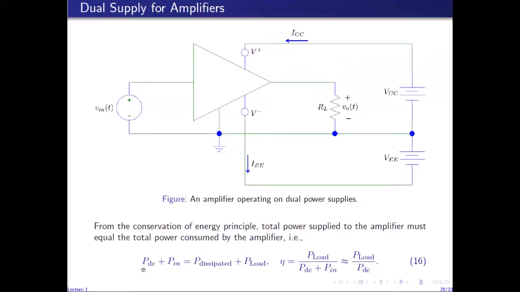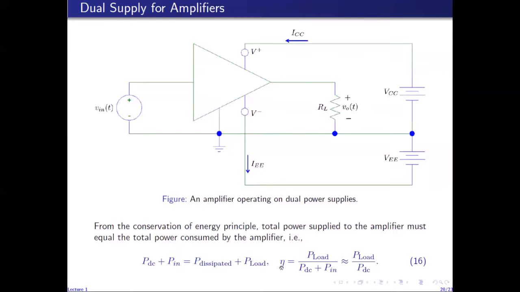We can write the conservation of energy principle for an amplifier, which equates the total input power with the total output power. So the total input power is the power supplied by the two DC voltage sources, denoted by PDC, plus the power supplied by the input source, denoted by PIN. The output power is given by the power which is given to the load, denoted by P load, and the energy which is dissipated, for example, in the form of heat, which is denoted by P dissipated.